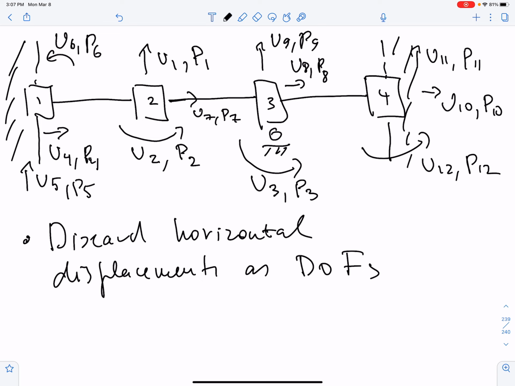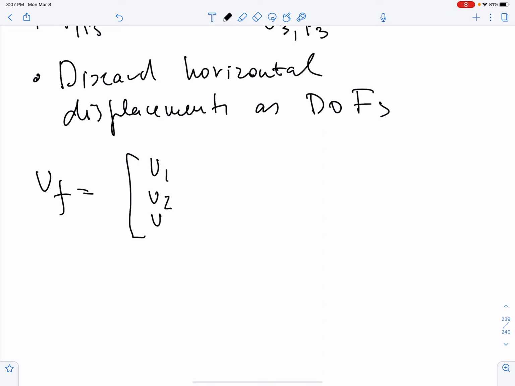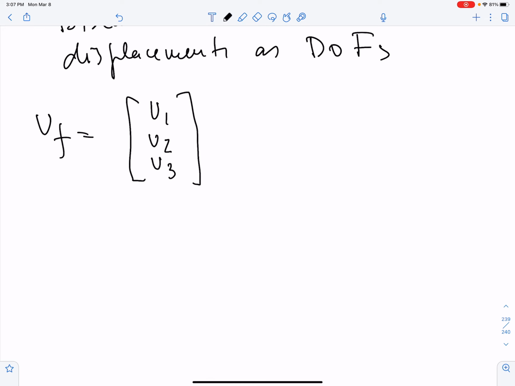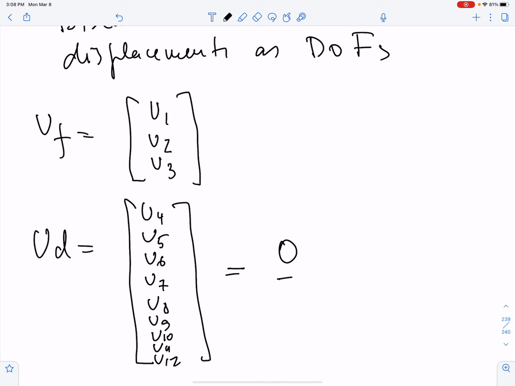Good. Okay. Right. So from there, summarize. UF is U1, U2, U3, right? So we have 3 degrees of freedom that we're going to be solving for. And then UD, the restrained guy, is everything else: U4, U5, U6, U7, U8, U9, U10, U11, and U12. Okay, and this identically equals 0, so it won't really participate in the analysis.